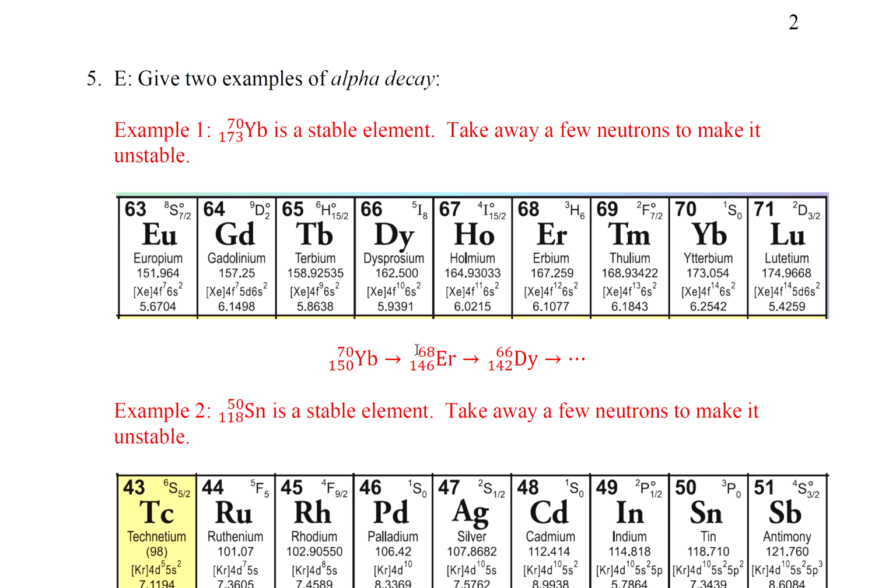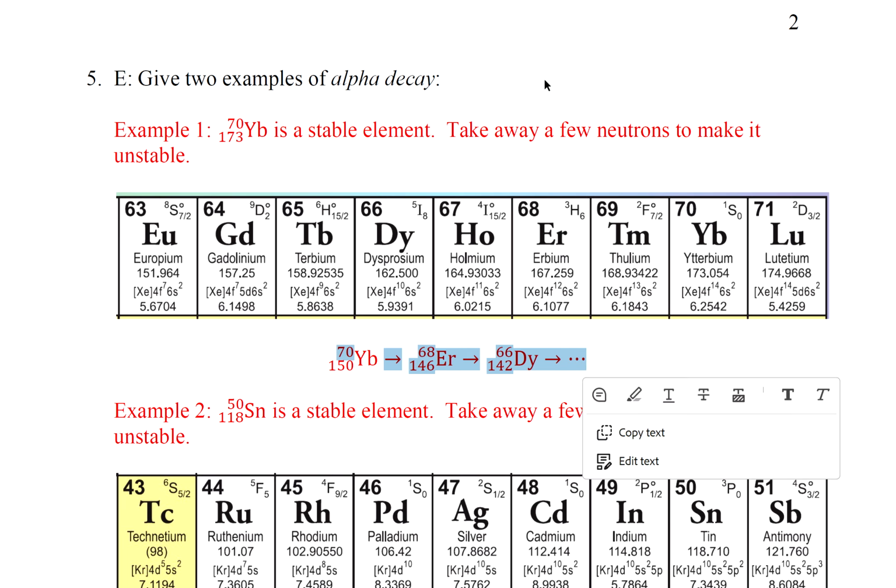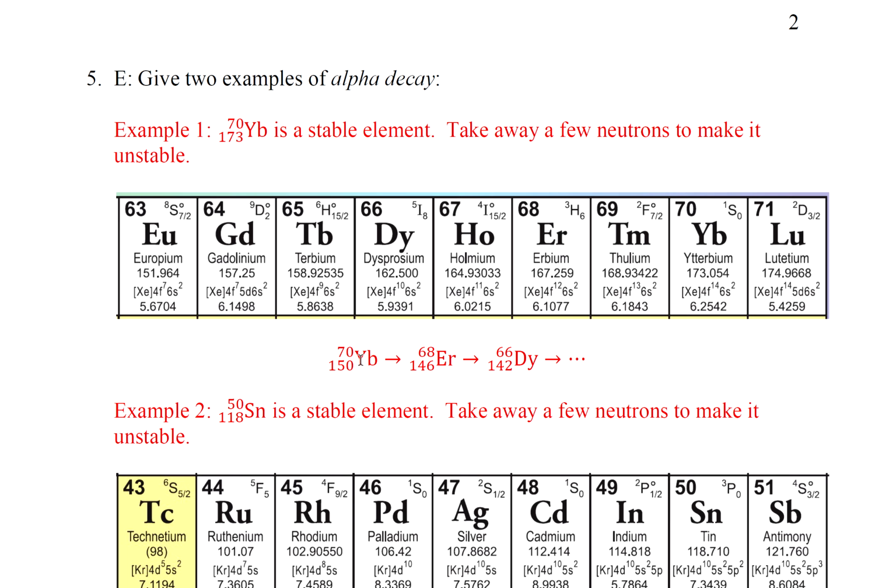So I'm going to go from 68 protons to 66 protons. And I'm going to go from 146 protons plus neutrons to 142 protons plus neutrons. Because after every alpha decay, I lose 2 protons and 2 neutrons. What I'm highlighting here is 2 alpha decays. First one I go from ytterbium to erbium, and the next one I go from erbium to dysprosium.